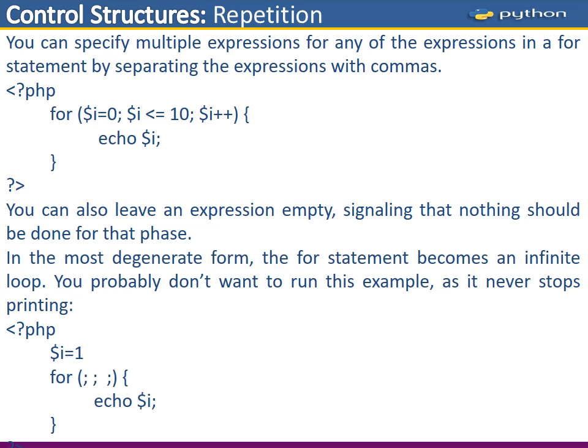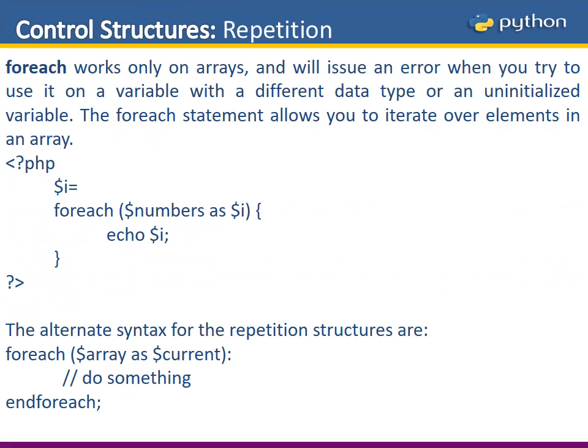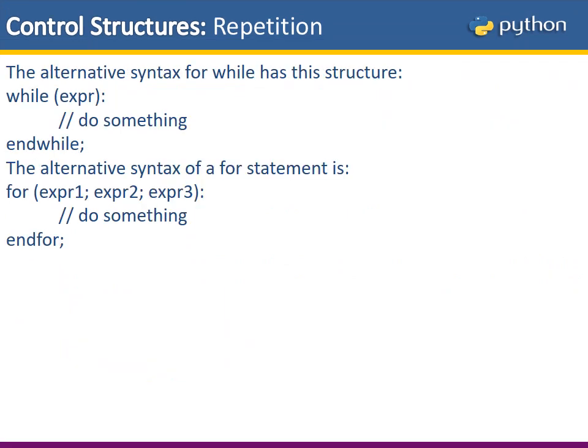Because of the empty expressions, we have the echo outputting $i. This example may never stop printing, because when you run it, the for statement becomes an infinite loop. So that is the for statement, and that ends the class.